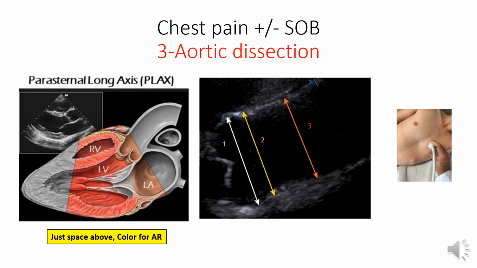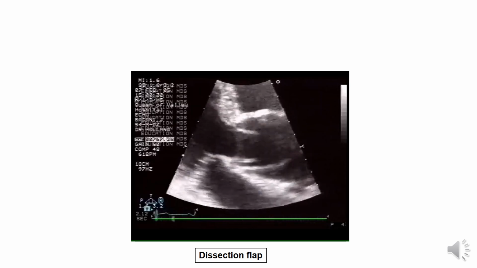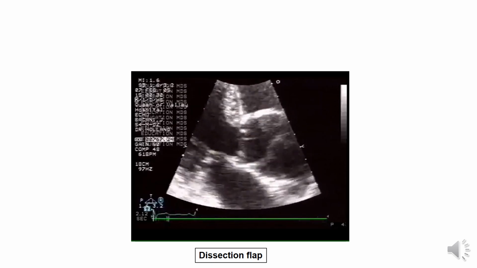Measurement of aortic root is done at the end of the diastole while the valve is closed. Here is the sinus of Valsalva, here is the sinotubular junction, and here is the aortic root. This might be important for surgical purposes. And there is an example of aortic dissection.